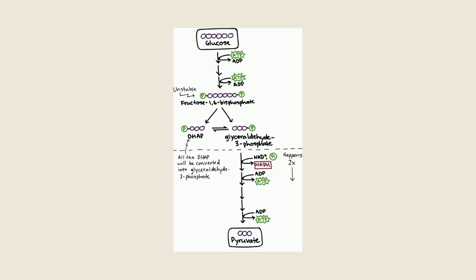So GA3P is the one that we needed in cellular respiration, and it will continue to the next step. But what happens to DHAP? We will not worry about DHAP because it is easily converted into GA3P, which is the desirable three carbon compound for cellular respiration. So now we will have two glyceraldehyde 3-phosphate going into the next step.